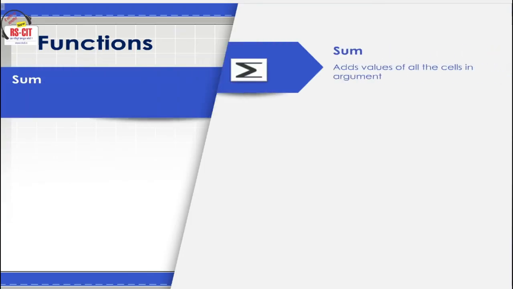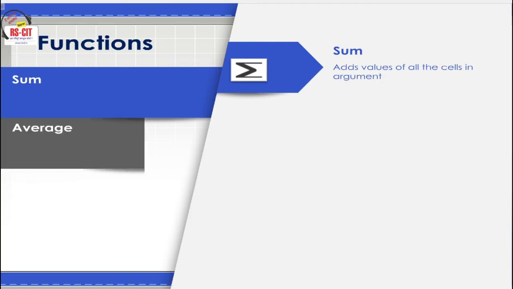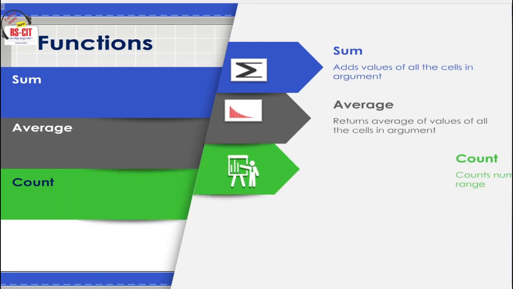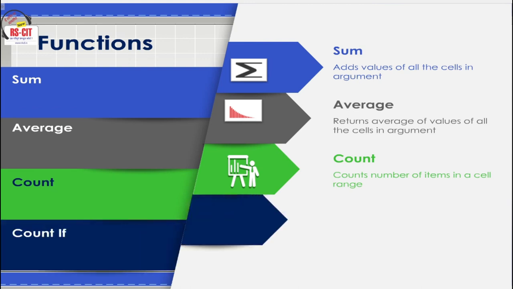Function: SUM. Result: adds values of all the cells in the argument. Function: AVERAGE. Result: returns the average of values of all the cells in the argument. Function: COUNT. Result: counts the number of items in a cell range. Function: COUNTIF. Result: counts the number of items if a criteria mentioned is fulfilled.